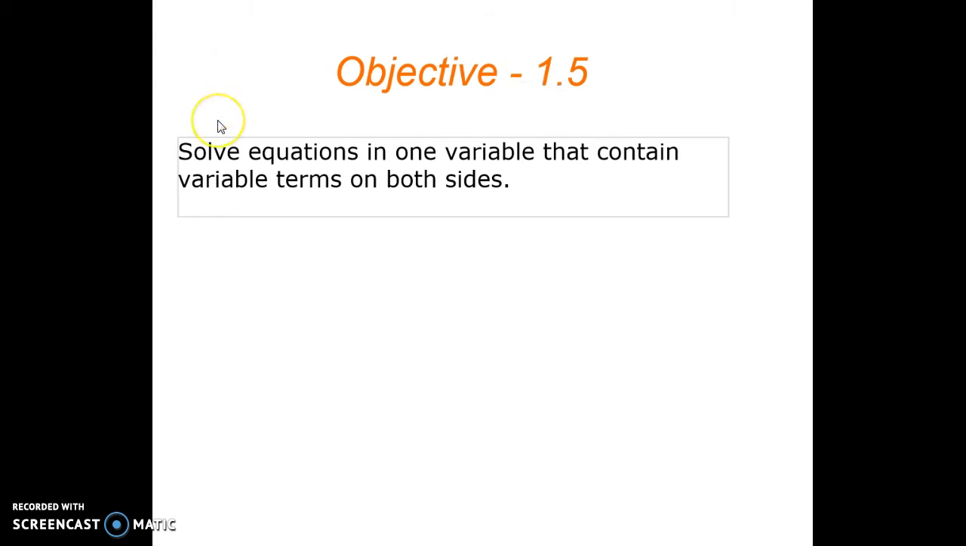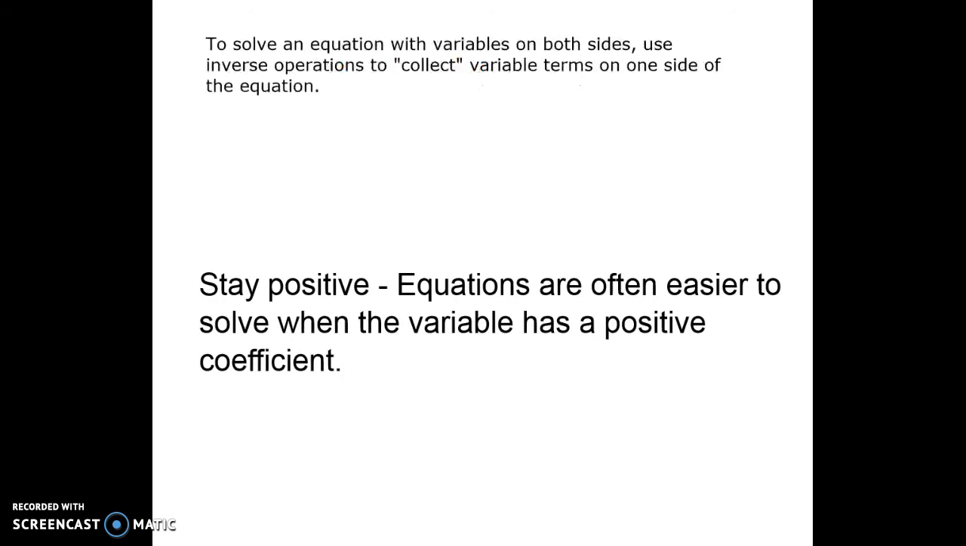Yeah, so anyway, solving equations with one variable, one x, that contain variable terms on both sides. So let's roll through this. To solve an equation with variables on both sides, we're going to use inverse operations to collect. The idea is we're going to group things together. We're going to get all the variables on one side, all the x's on one side, and all the constants on the other side. Really, that's about it.